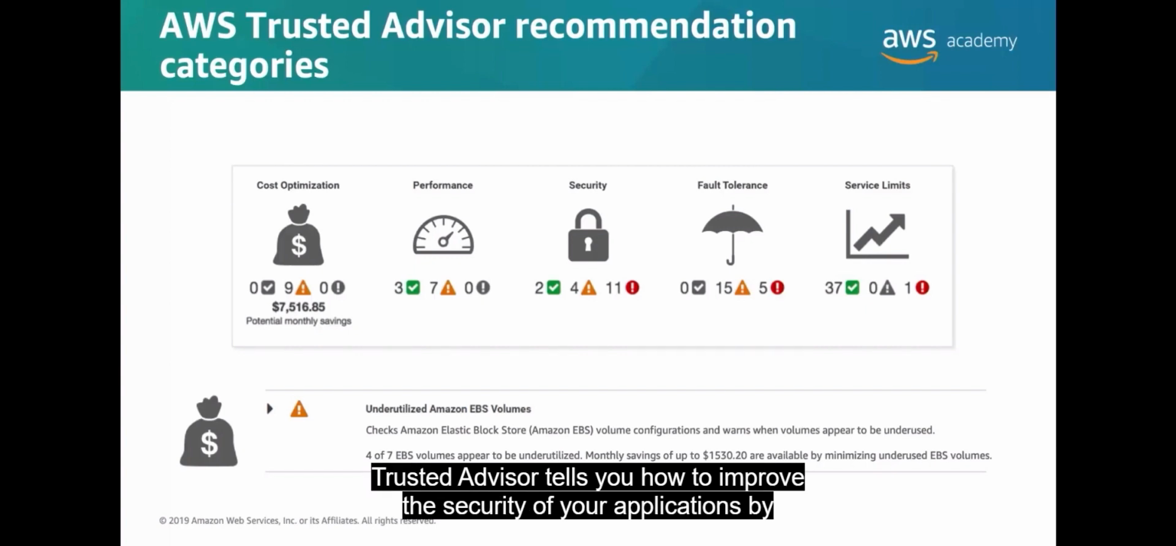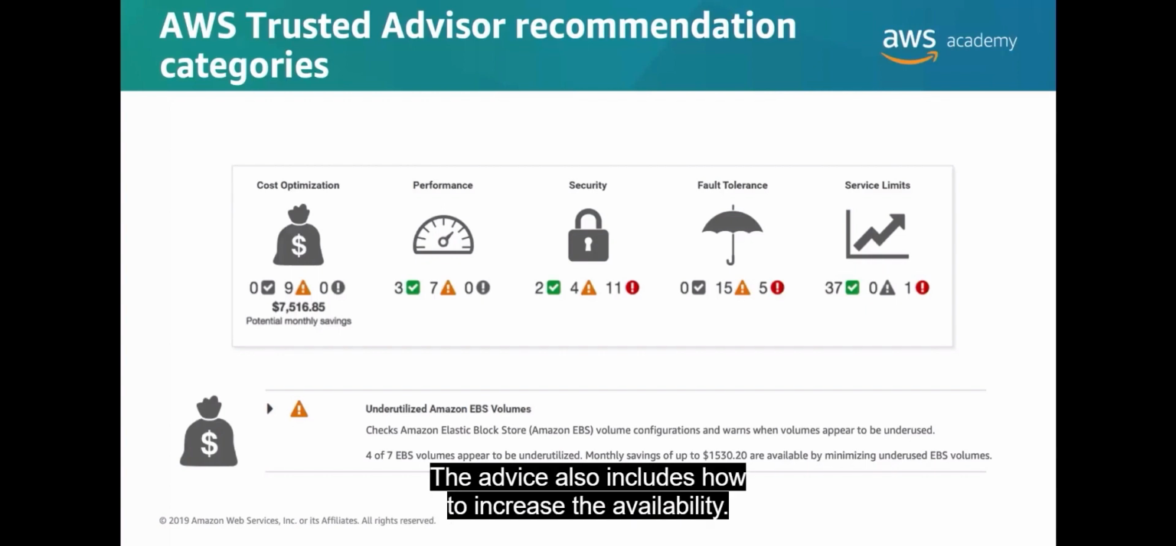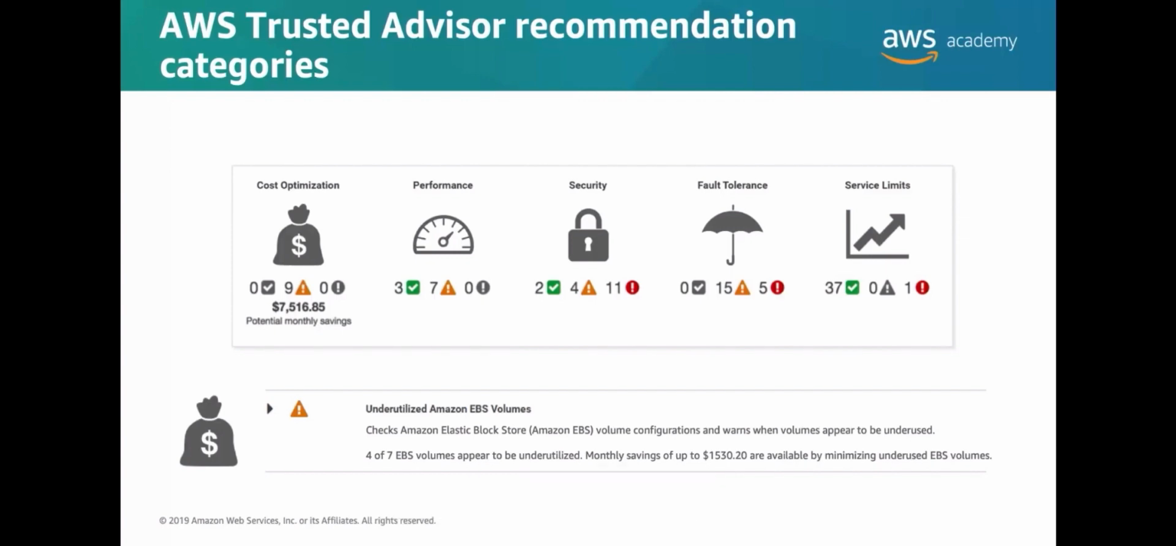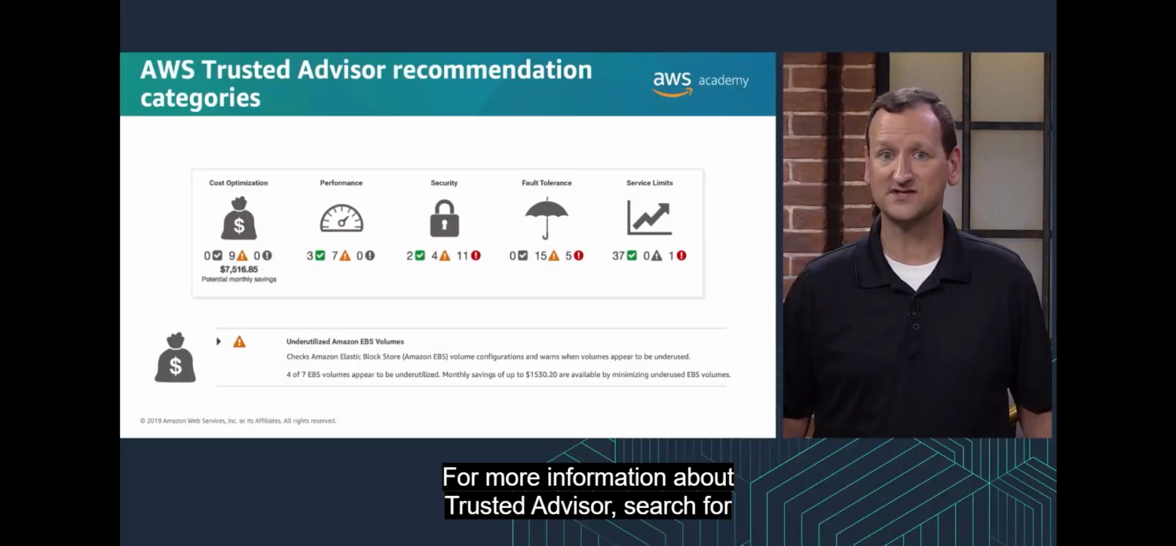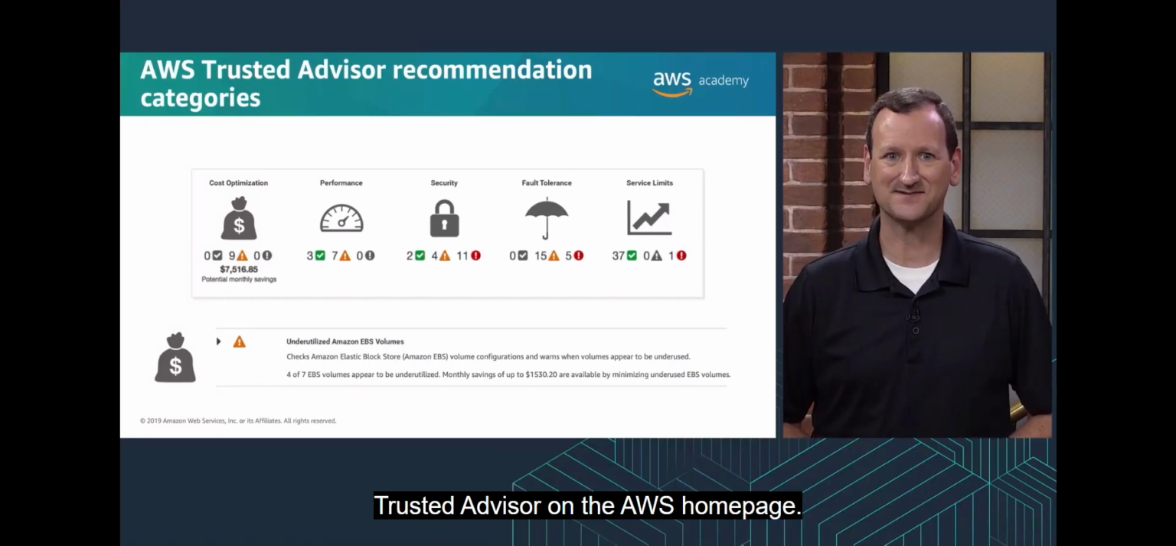Trusted Advisor tells you how to improve the security of your applications by closing gaps, enabling various AWS security features, and examining your permissions. The advice also includes how to increase the availability and redundancy of your AWS applications. Finally, you get a list of the services whose usage exceeds 80% of their service limit. For more information about Trusted Advisor, search for Trusted Advisor on the AWS homepage.